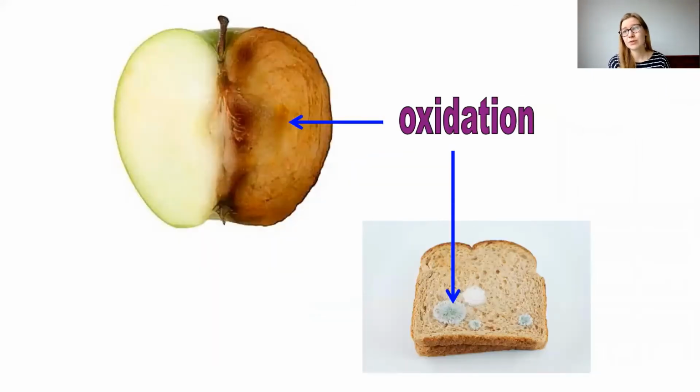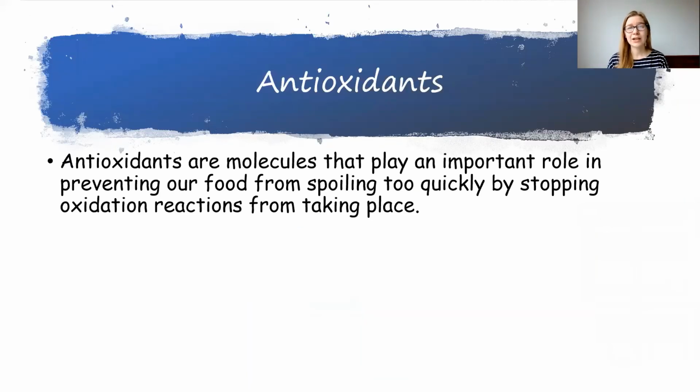And other forms of food spoilage can be attributed to this oxidation reaction, where the molecules in those foods react with the oxygen in the air and change, and it can change the flavor of that substance. Okay, now we can use an antioxidant to prevent this. Sometimes we use natural antioxidants, but you can also get artificial antioxidants. And the main message for antioxidants today is that they are molecules that play an important role in preventing our food from spoiling too quickly by stopping oxidation reactions from taking place.